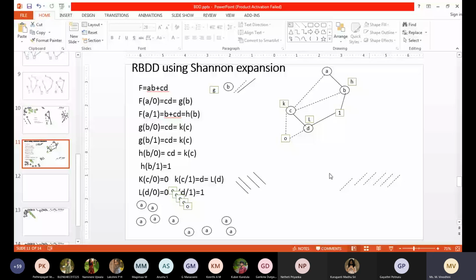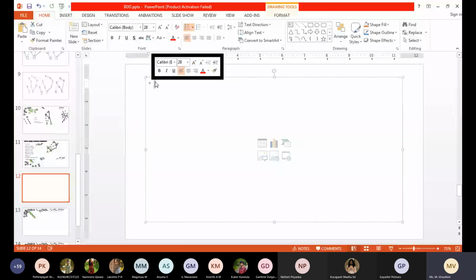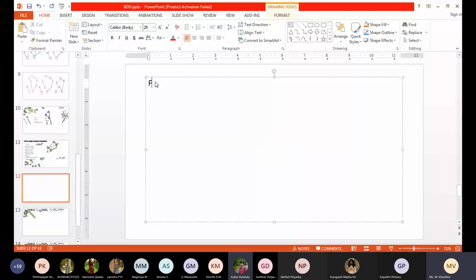Tell me what you have done since yesterday. I gave you one homework for Shannon's expansion. What is that? F is equal to AB plus BC plus AC. This is what I gave you yesterday. Correct? For Shannon's expansion, I asked you to do it. Am I right, students? Yes, ma'am.